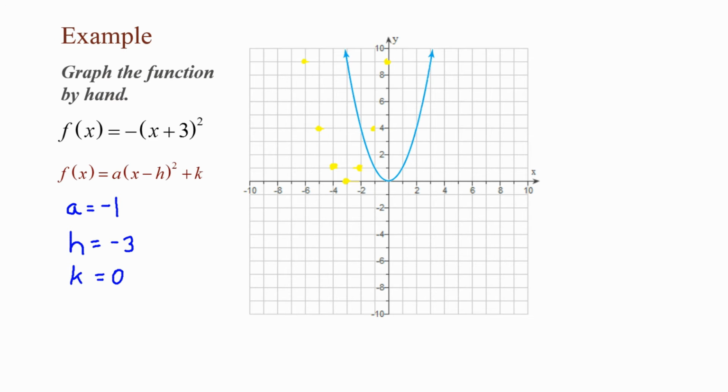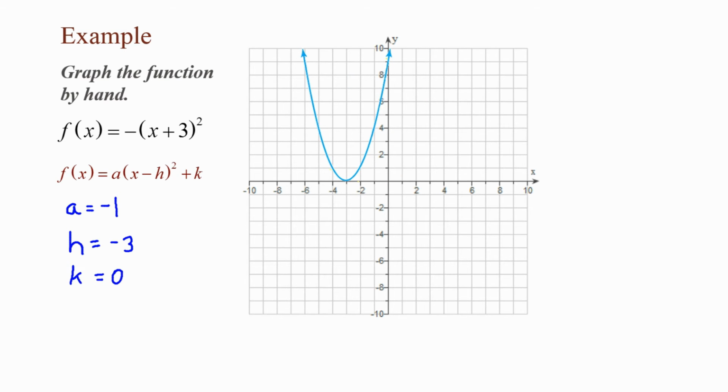So we draw our new graph on these dots. Then we need to flip it because a is negative 1. So now we have the graph of f of x equals negative (x plus 3) squared.